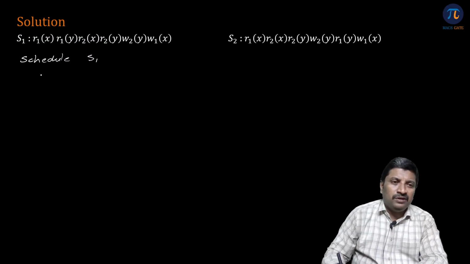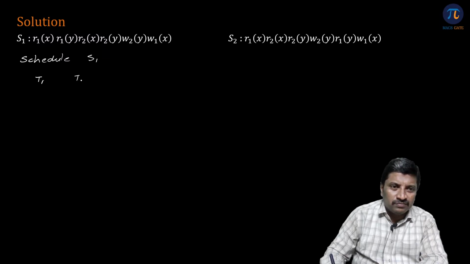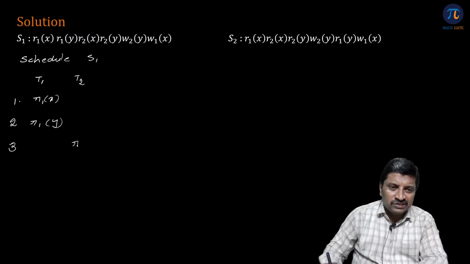Schedule S1. Okay, so let me write more clearly. T1, T2. What is the first operation, sir? T1. So it is reading the value of X. Even the second operation also T1. It is reading the value of Y. The third operation is the second transaction.